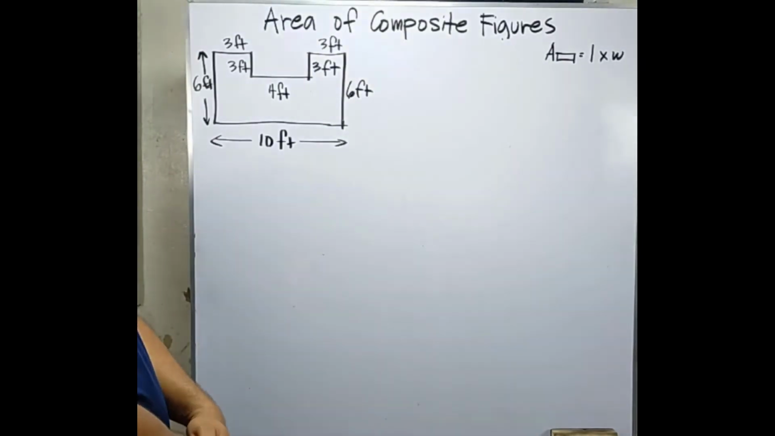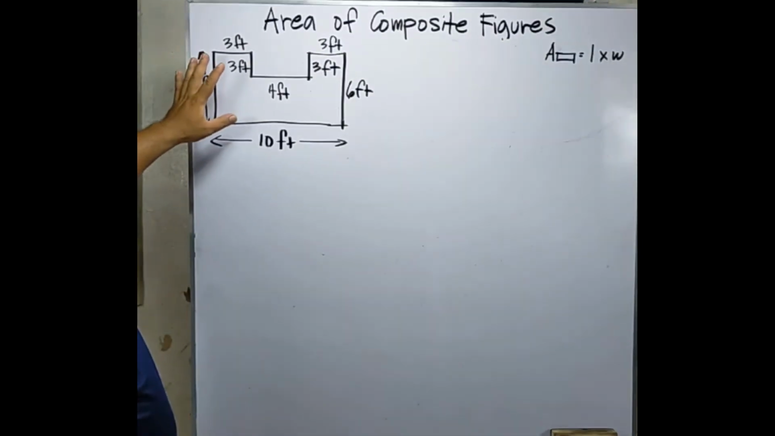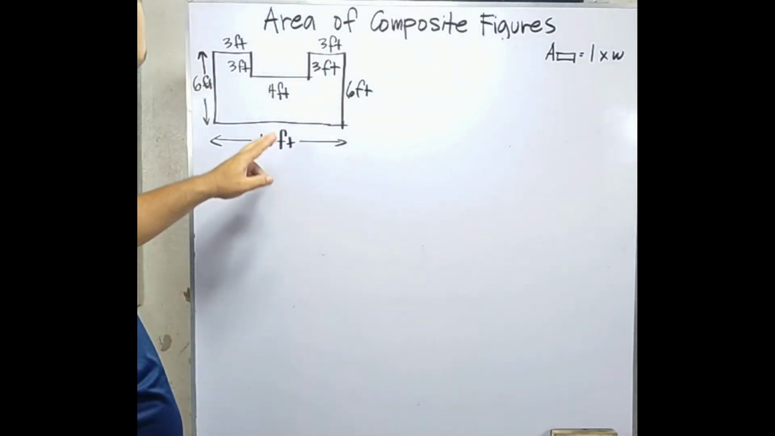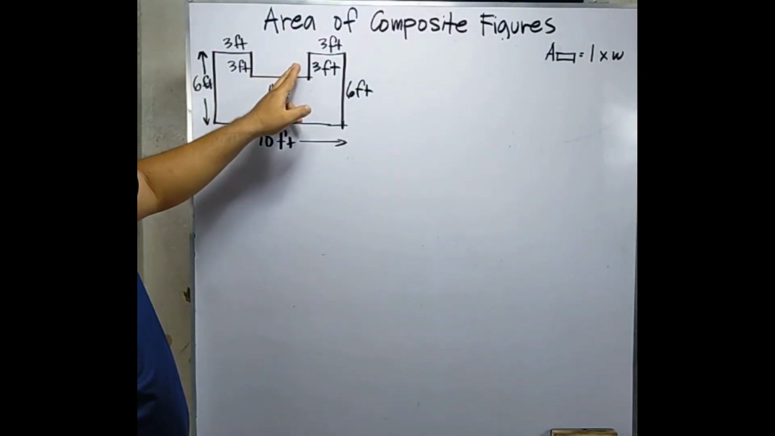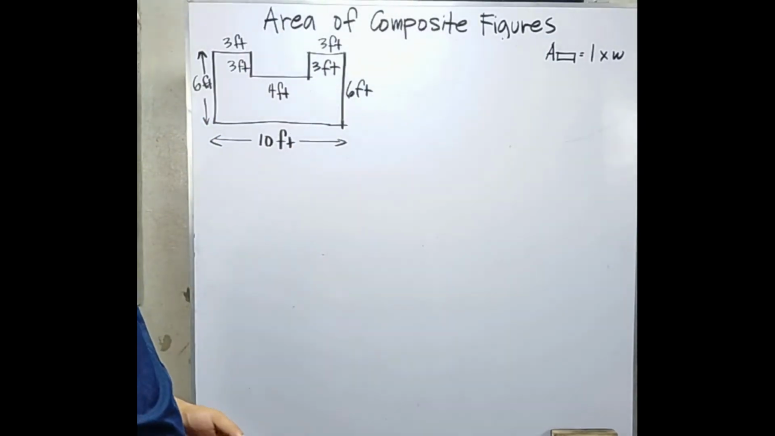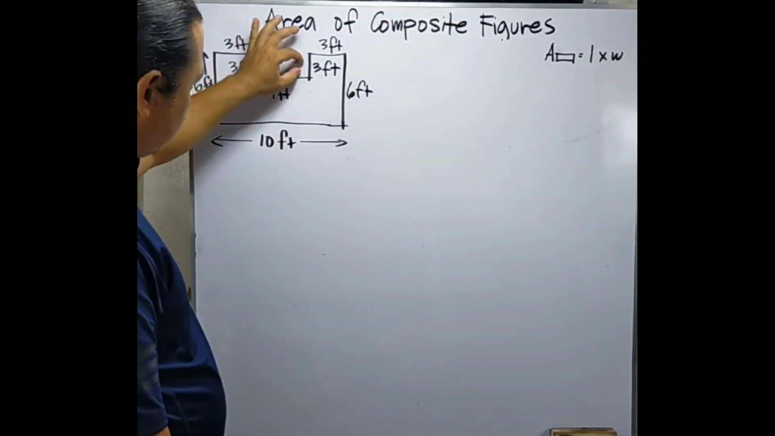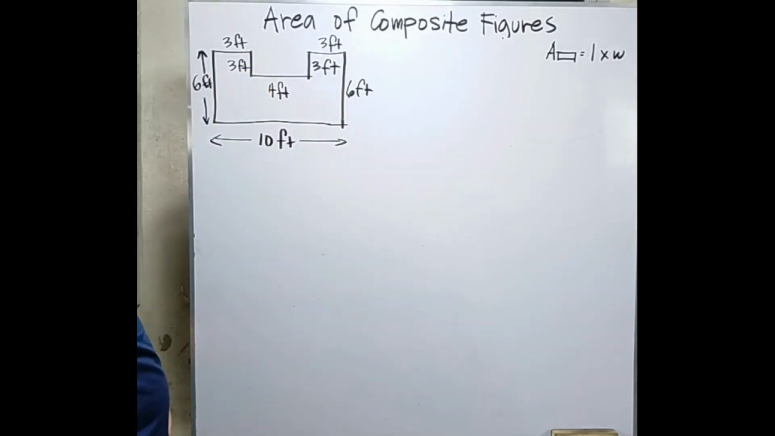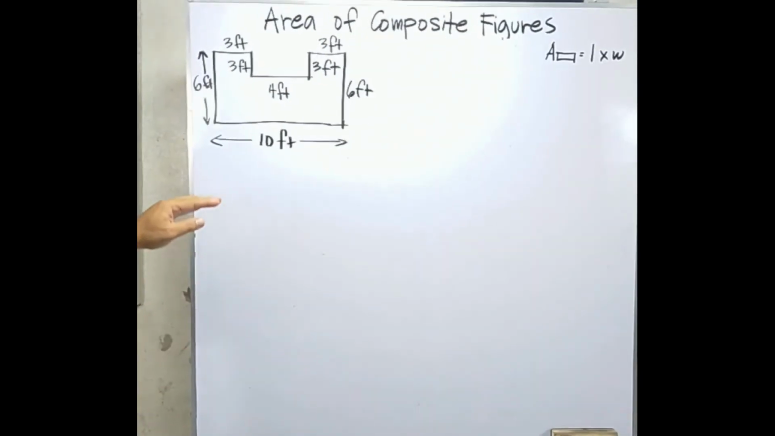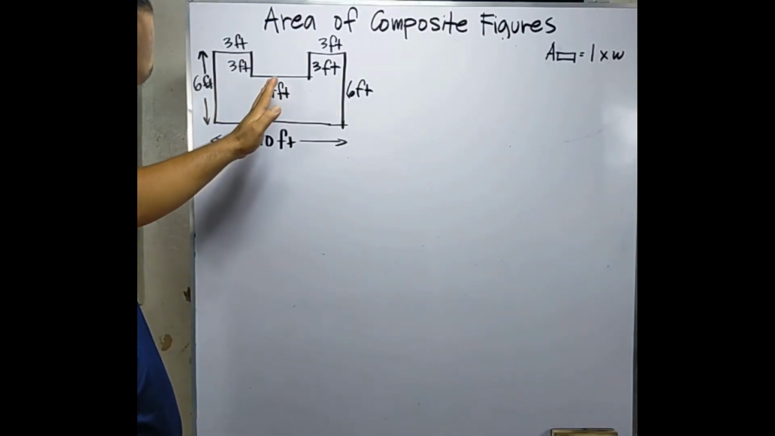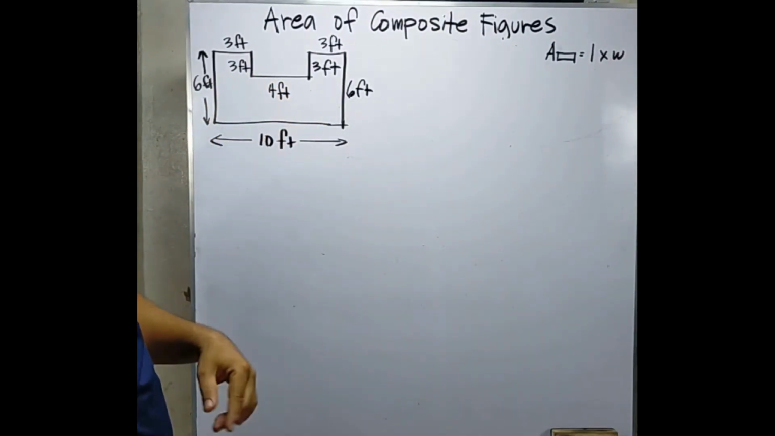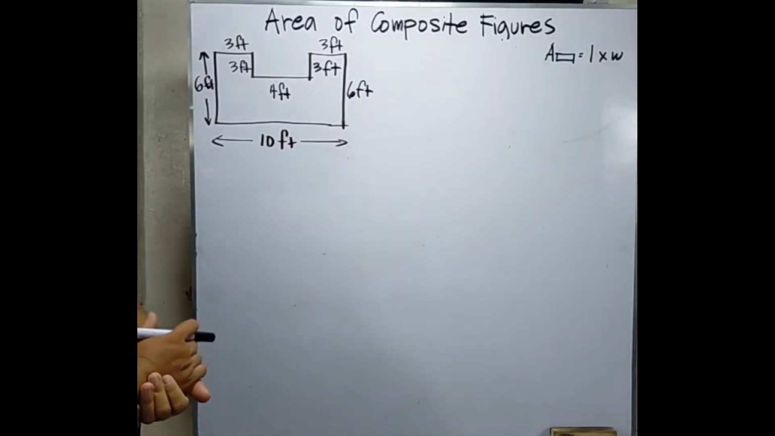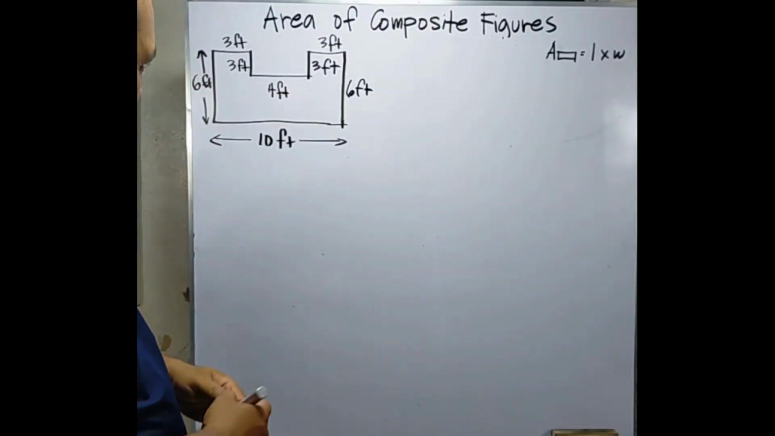Simply by getting the whole area of this rectangle and subtracting from it the area of this rectangle that overlaps the large rectangle, because this one is hollow, but as you can see, it forms a rectangle too. So all we need to do is get the area of the whole rectangle and subtract the area of this smaller rectangle.